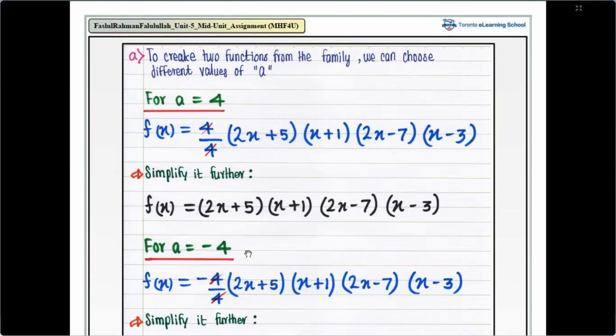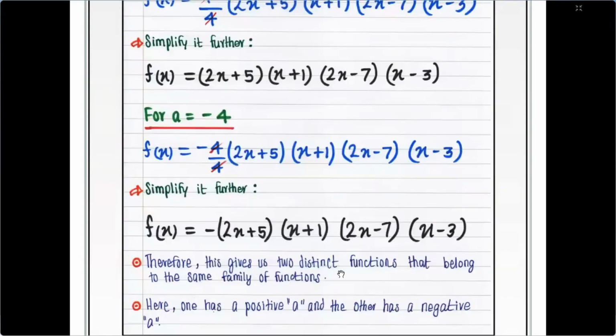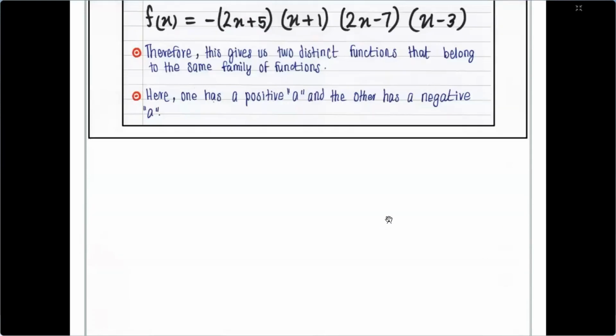So the next one is for a equal minus 4. F equal minus 4 divided by 4 within bracket 2x plus 5 within bracket x plus 1 within bracket 2x minus 7 within bracket x minus 3. We must simplify it further. Fx equal minus within bracket 2x plus 5 within bracket x plus 1 within bracket 2x minus 7 within bracket x minus 3. Therefore, this gives us two distinct functions that belong to the same family of function. Here one has a positive a and the other has a negative a. So we have answered our question number 1, part A. Let's look at part B.